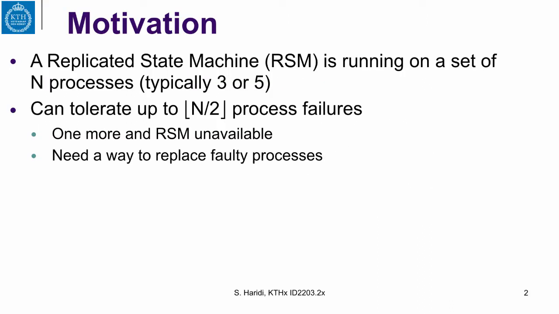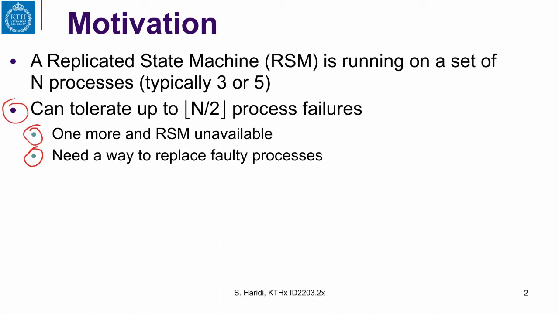We are going now to motivate reconfiguration in a replicated state machine. As we know, a replicated state machine runs a set of processes, and for sequence consensus to work, a majority of these processes has to be alive. Otherwise, the system will stall. So we cannot tolerate less than half of the processes failing. One more process failing and the replicated state machine is unavailable. So we need a way to replace a faulty process.